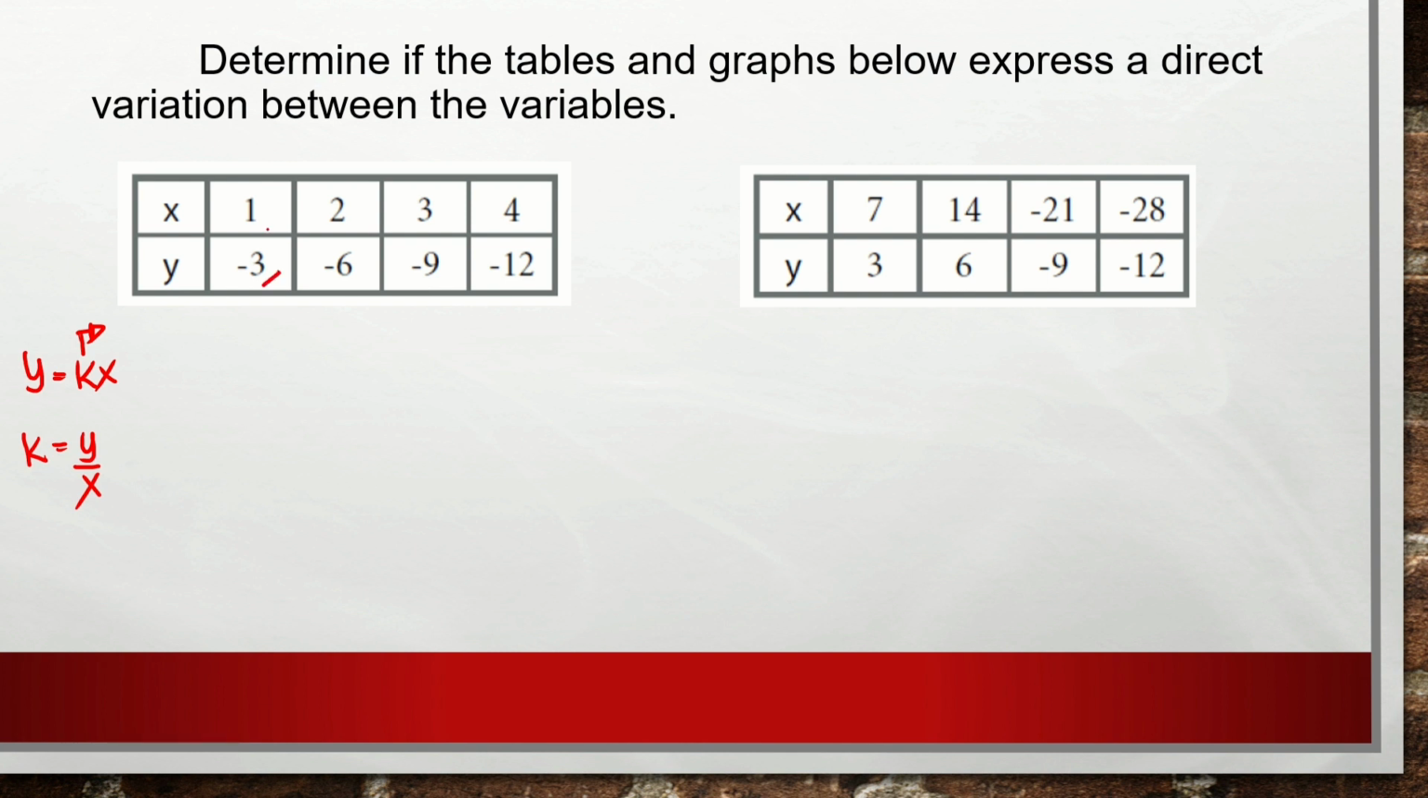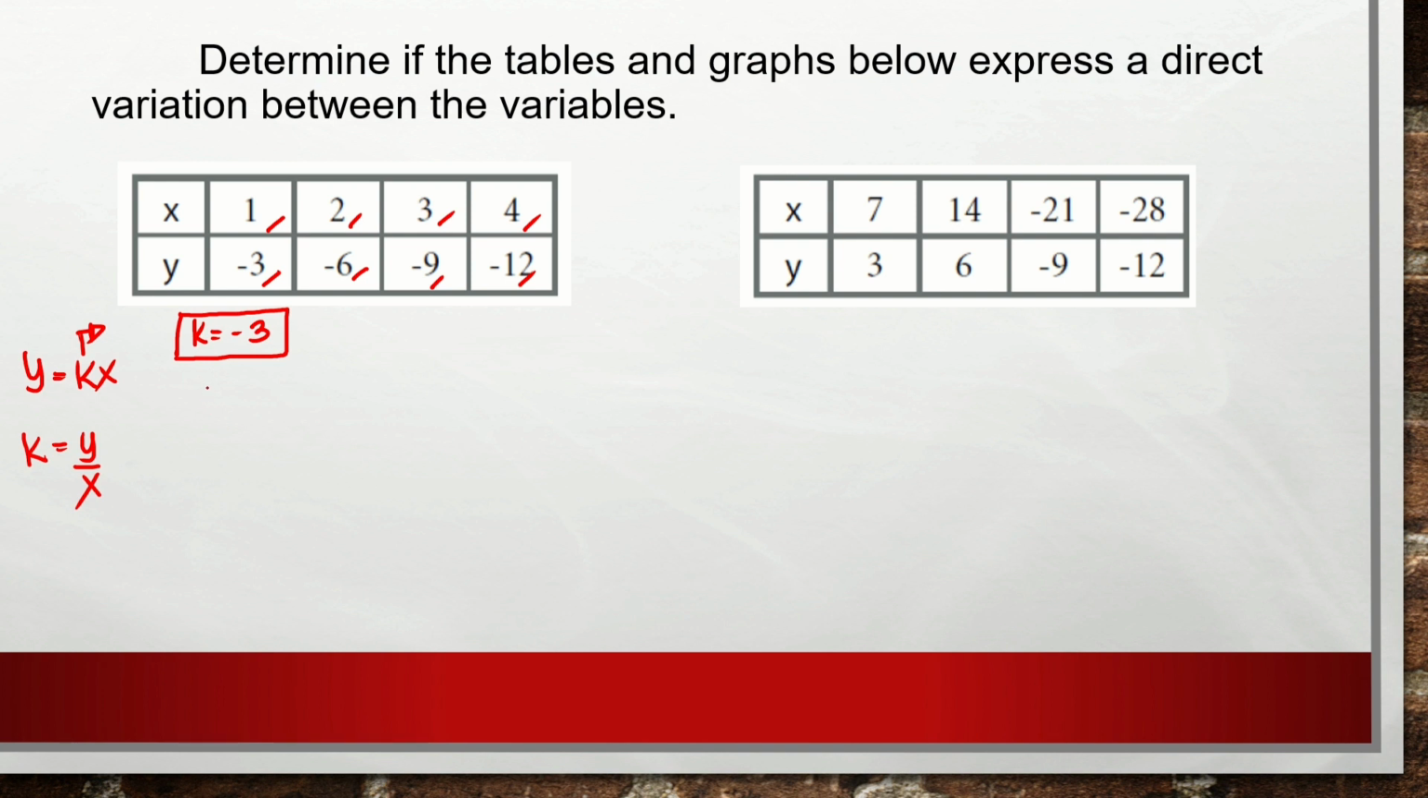Negative 3 divided by 1, the answer is negative 3. Negative 6 divided by 2, the answer is also negative 3. Negative 9 divided by 3, that is negative 3. And negative 12 divided by 4, the answer is negative 3. Since we have a fixed value of k here, which is negative 3, this is an example of direct variation.